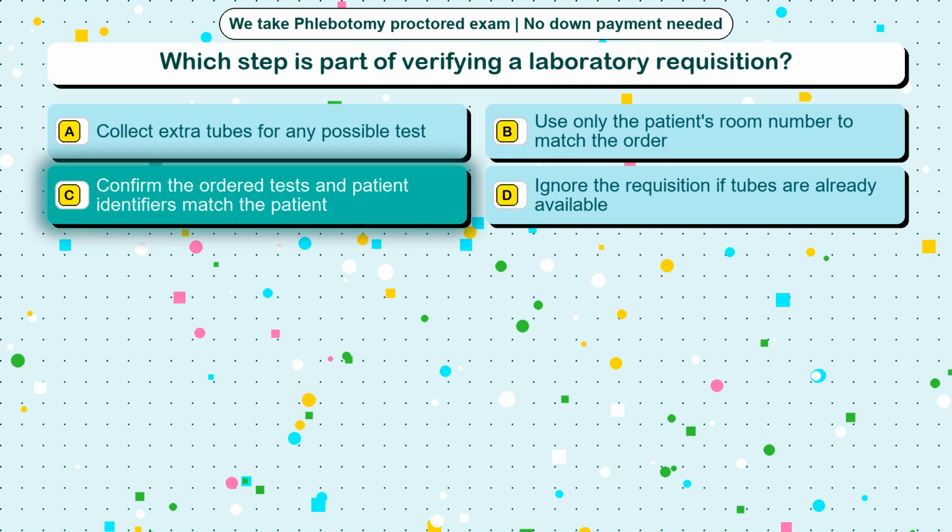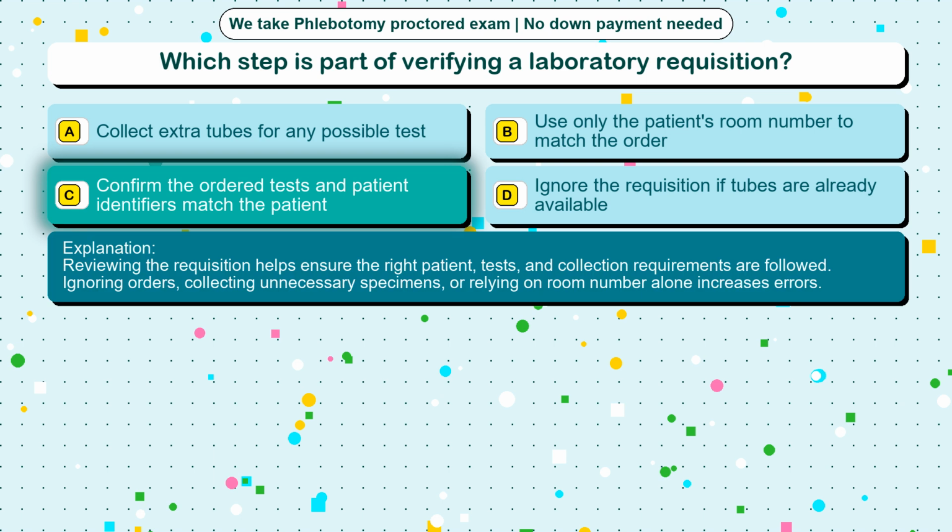The correct answer is option C. Confirm the ordered tests and patient identifiers match the patient. Reviewing the requisition helps ensure the right patient, tests, and collection requirements are followed. Ignoring orders, collecting unnecessary specimens, or relying on room number alone increases errors.